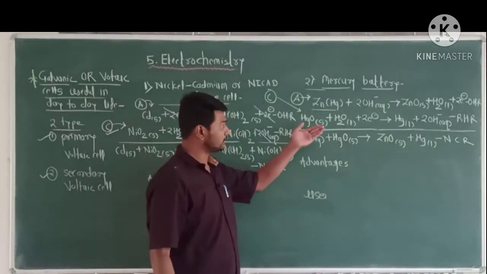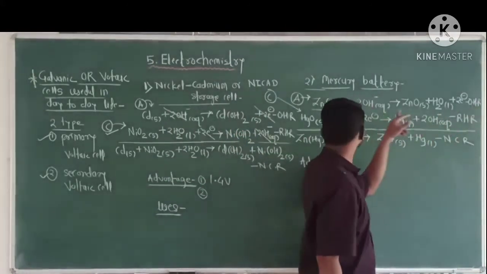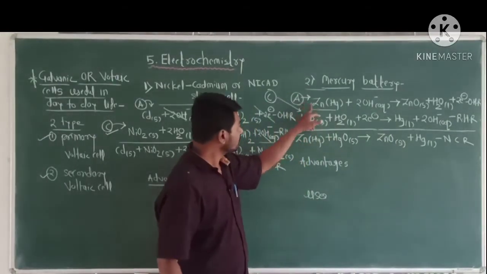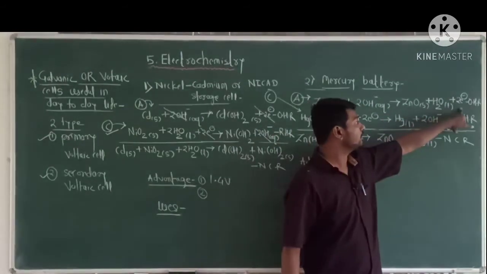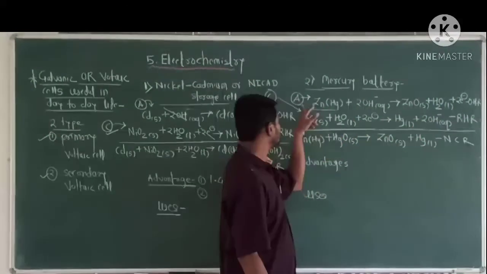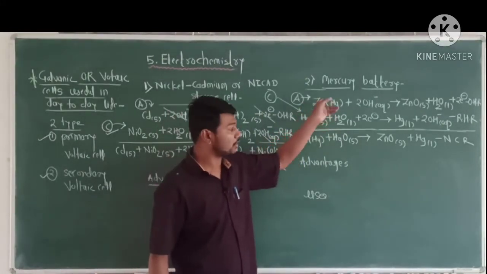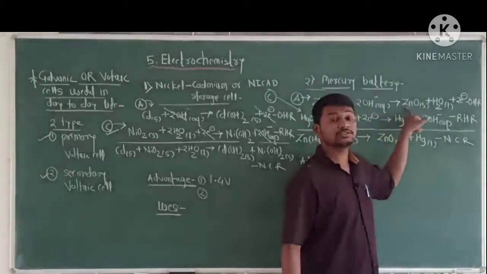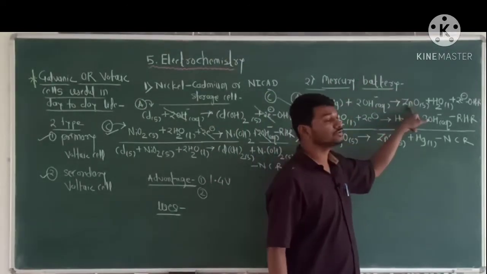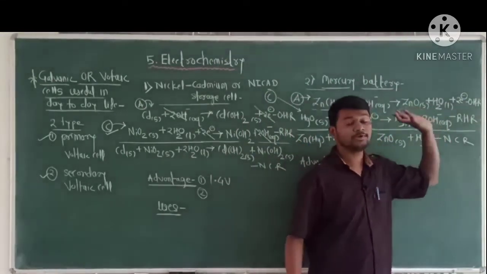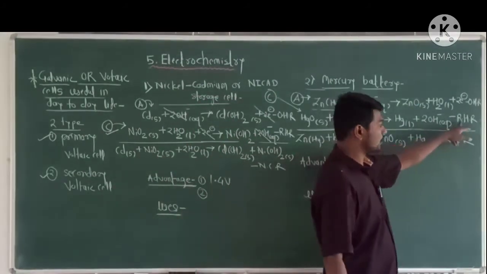After that, cell reaction. First of all, the oxidation half reaction which occurs at the anode. At the anode, zinc amalgam is oxidized into zinc oxide by loss of 2 electrons. This is the oxidation half reaction which occurs at the anode. This zinc amalgam loses 2 electrons and is oxidized into zinc oxide. Next, the reduction half reaction which occurs at the cathode.